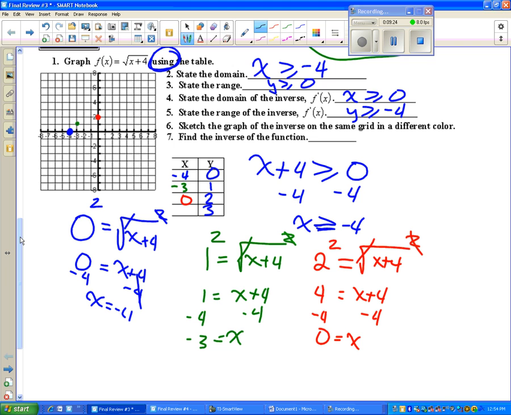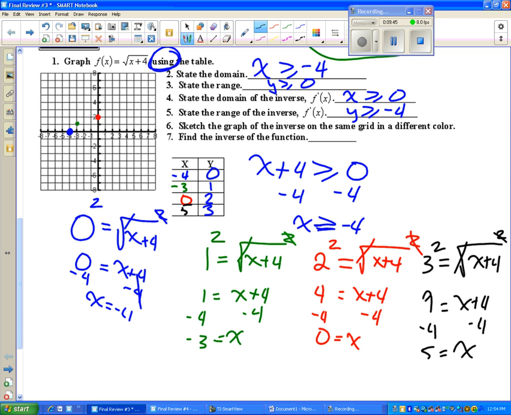And lastly, I want my y to be 3. So this is going to be 3 is equal to the square root of x plus 4. I want to square both sides. This is 9. The square and the square root cancel. I get x plus 4. Subtract 4 from both sides. I get x is equal to 5. So this is the coordinate 5, 3.